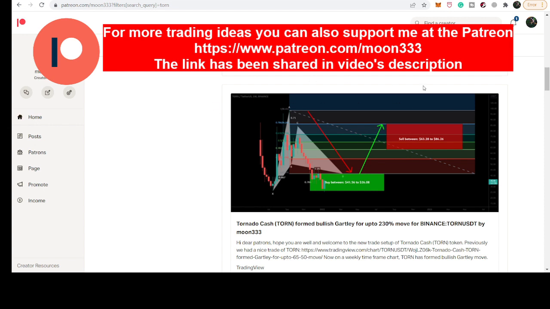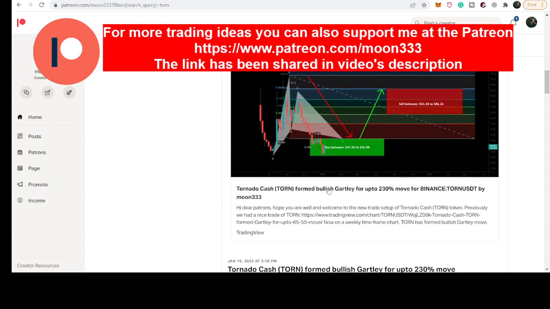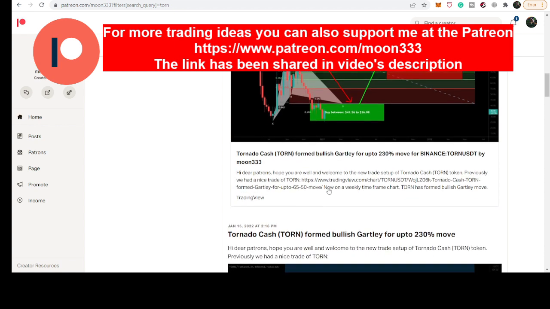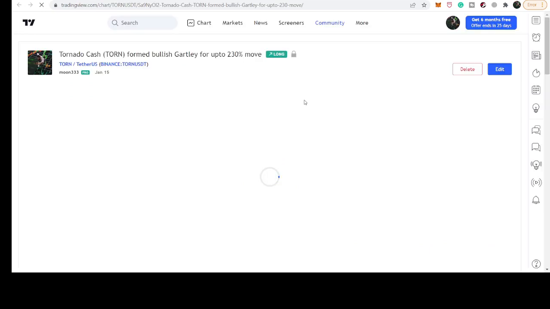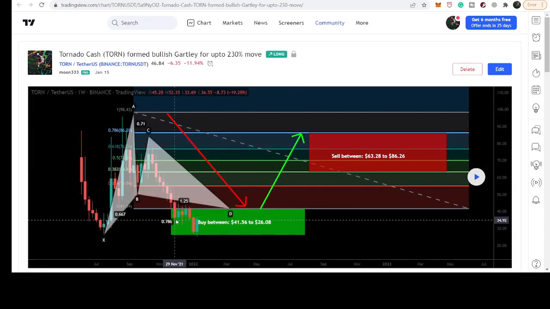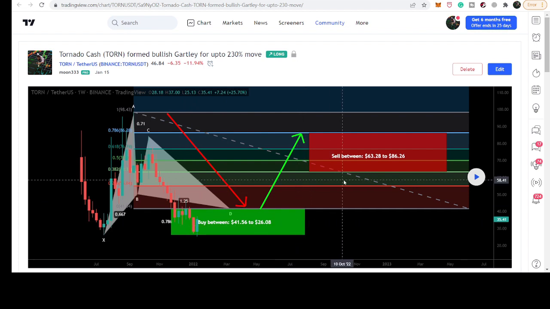First of all, let me share with you this very big harmonic bullish reversal setup that I shared for my members at the Patreon on 15th of January 2022. When the price line entered the buying zone and we were almost very close to the end of the buying zone, it was at $35 right at that time, and the sell targets as per the Fibonacci sequence were from $63.28 and go to $86.